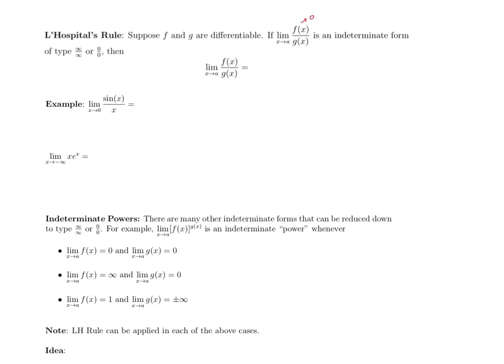An indeterminate form of type 0 over 0 means the limit individually of the function in the top and the bottom both approach 0. If it's type infinity over infinity, that means the limit in the top and the bottom both approach either plus infinity or minus infinity. In either case of these indeterminate forms, L'Hopital's rule tells us that the limit can be written in an equivalent way as the derivative of the top divided by the derivative of the bottom.